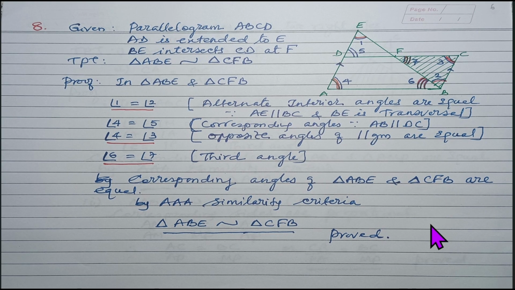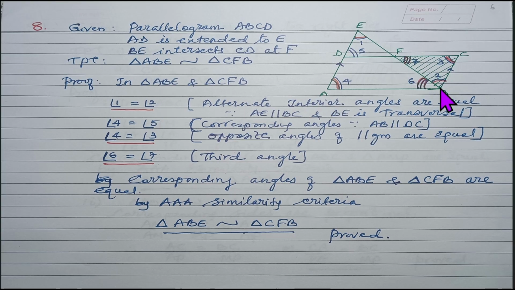Now coming to the next example, we are given a parallelogram ABCD. The side AD is extended to E, and B is joined to E, and BE cuts DC at F. Now we have to prove that triangle ABE, this big triangle, is similar to triangle CFB, this small triangle. So we have to prove that ABE is similar to CFB, the smaller triangle. Now let us see how it is possible.